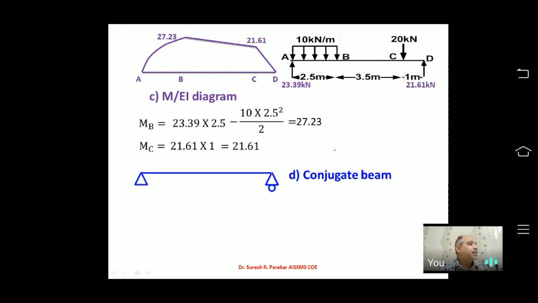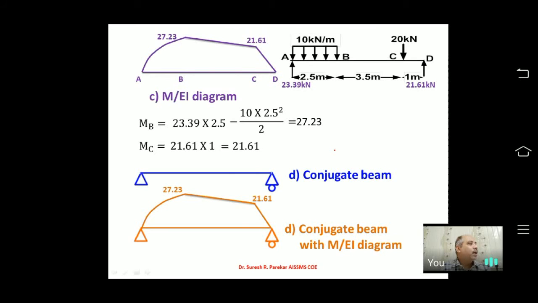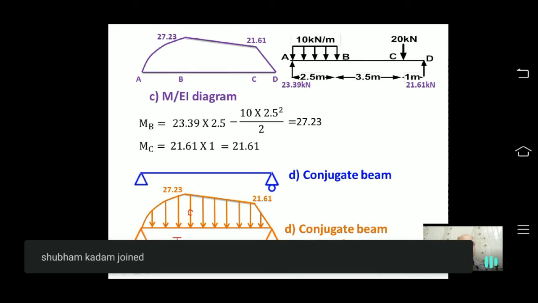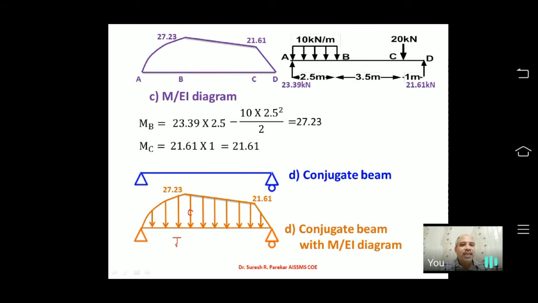What will be the conjugate beam? The conjugate beam will be as it is, whatever we have as the primary beam or given beam, that will be my conjugate beam. Now knowing the conjugate beam, I will draw the M by EI diagram. We have the bending moment diagram above the line, meaning compression on this side, so automatically on the opposite side you have tension. So my arrows should be downward, and you can see the arrows are in the downward direction. Once I know these arrows, it becomes very easy to find slope and deflection at any point.